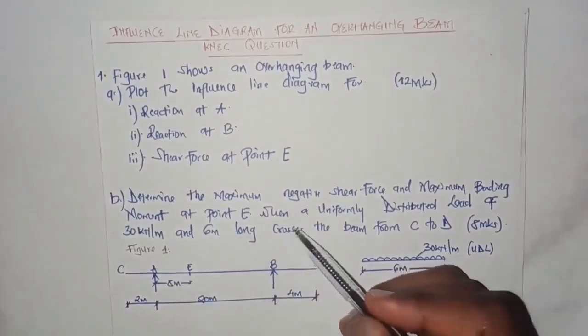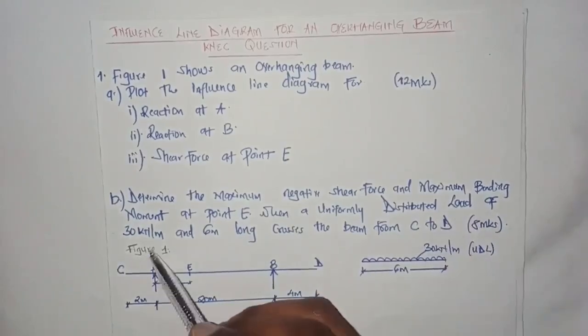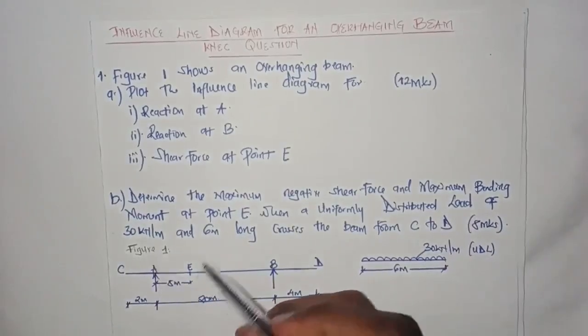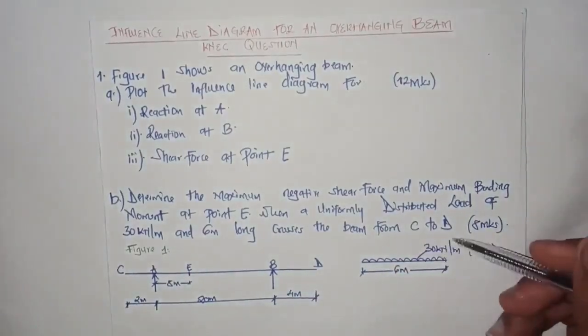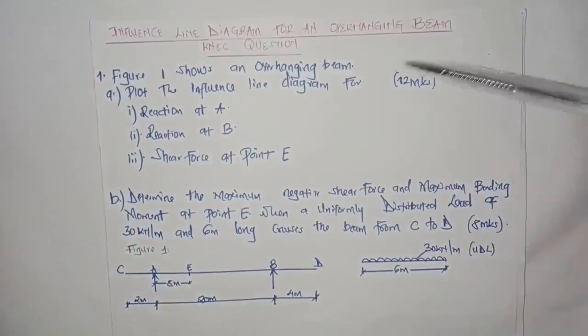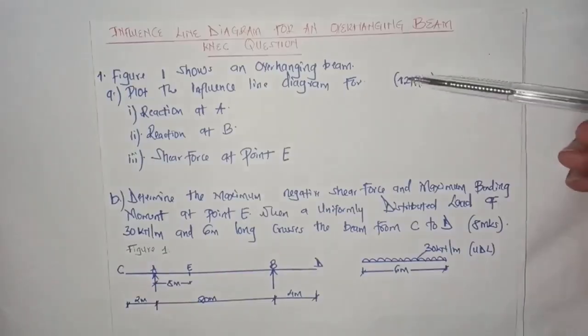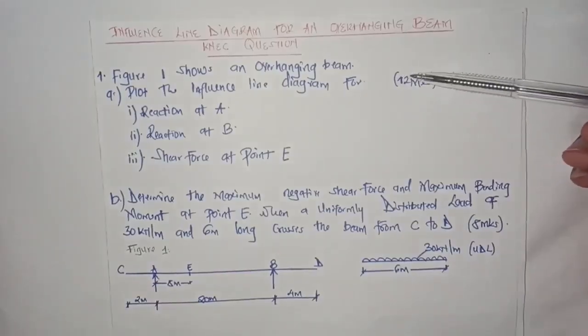Here, a uniformly distributed load of 30 kN per meter and 6 meters long crosses the beam from C to D, which is 8 marks. And our question A takes 12 marks.